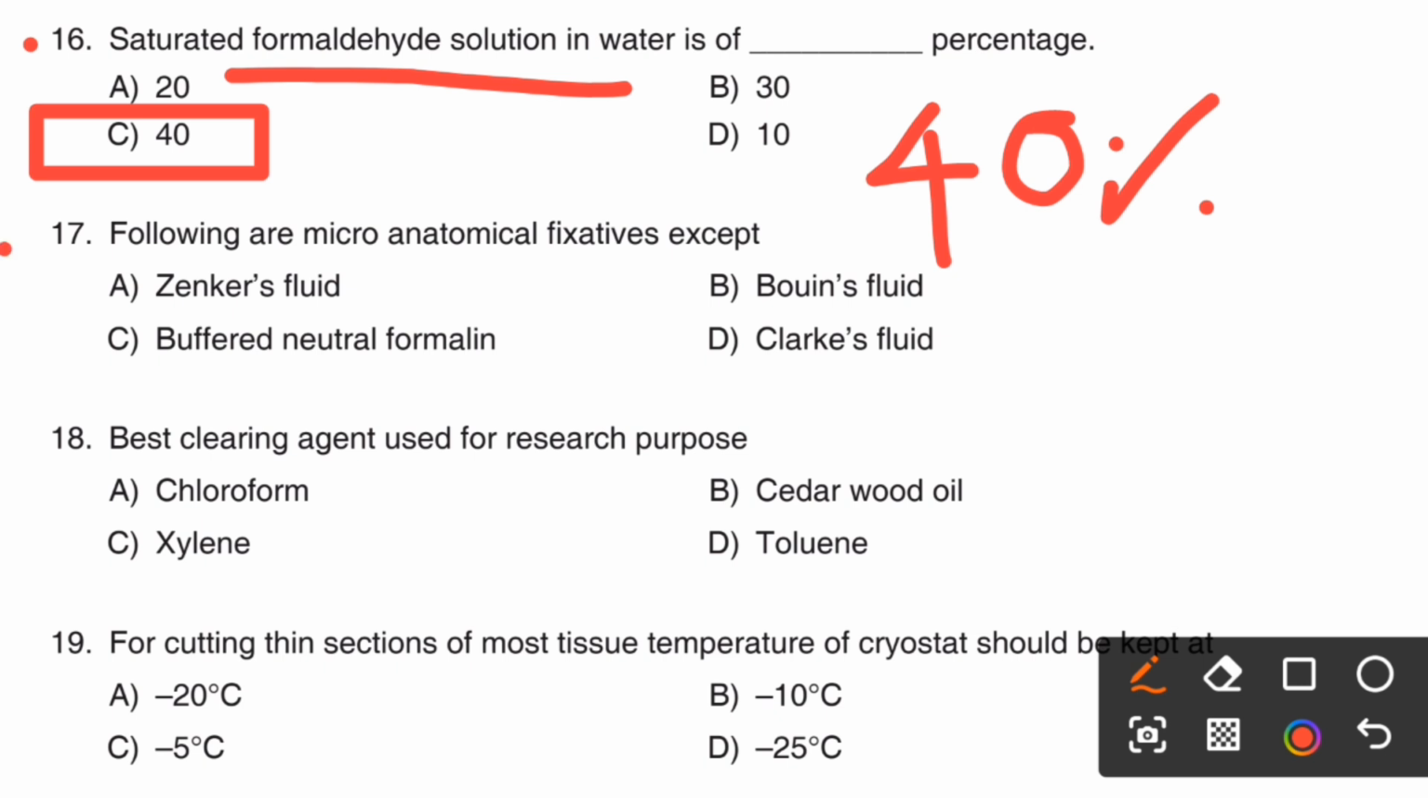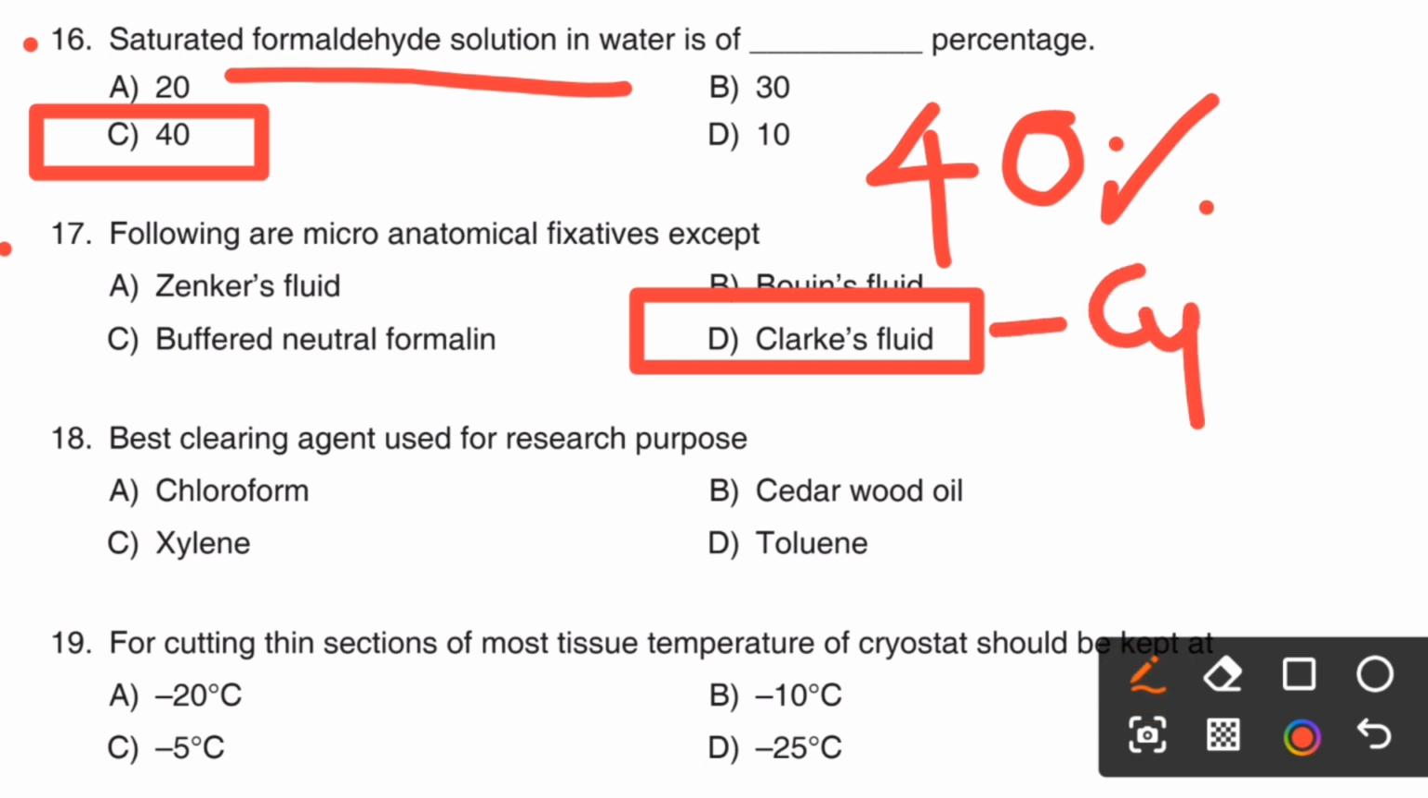Next question. Following are microanatomical fixatives except option A, Zenker's fluid, option B, Bouin's fluid, option C, buffer neutral formalin, option D, Clarke's fluid. The right answer is option D, Clarke's fluid. It is a cytological fixative.